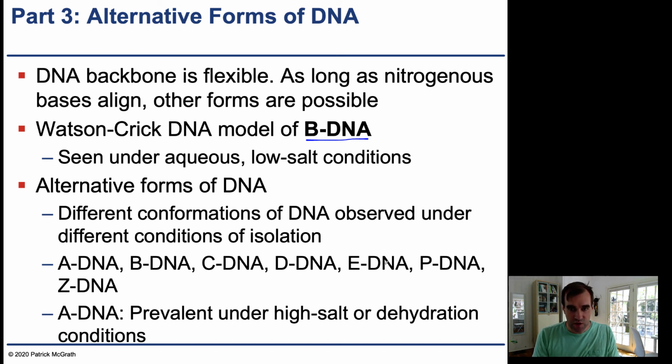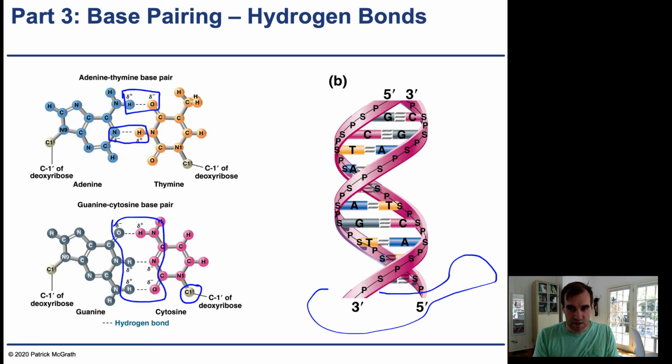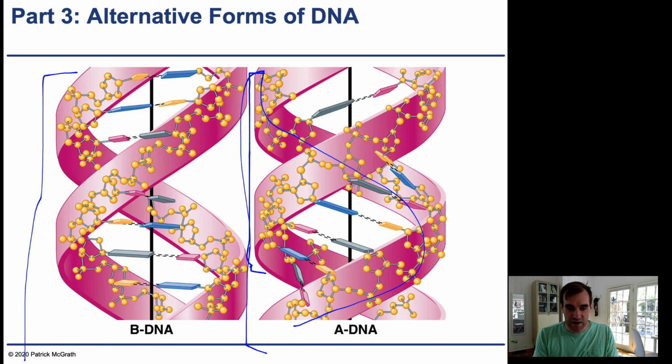But the main thing I want you to remember is the fact that DNA can take these different forms, and there's a fixed amount of changes that it can have, and that's because this backbone is flexible, and so it can mold itself around until it finds another shape where these bases can line up together.